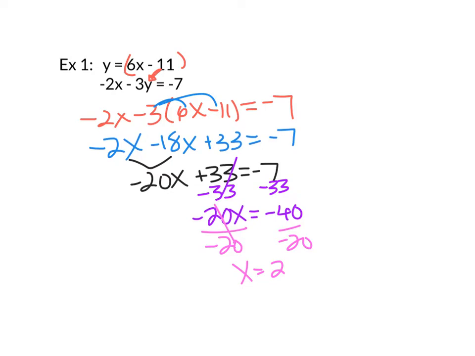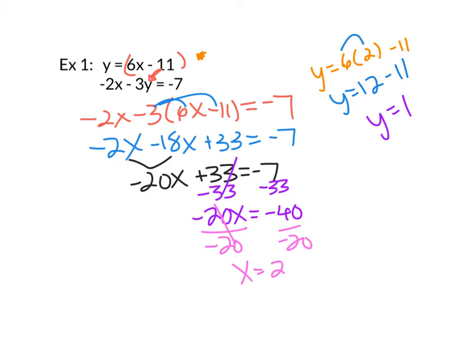So I'm going to go back up to that first equation. We could use either equation, but I'm going to use the top equation because it's going to be easier since y is already isolated. I'm going to replace the x with its value, which is 2. So let's solve this. I'll start by distributing. We get y equals 12 minus 11. So then we subtract that and we get y equals 1.